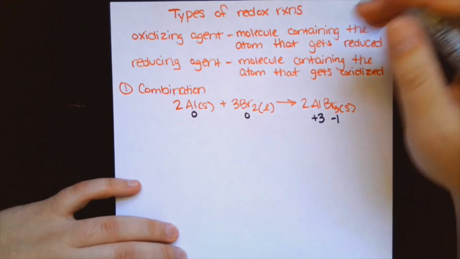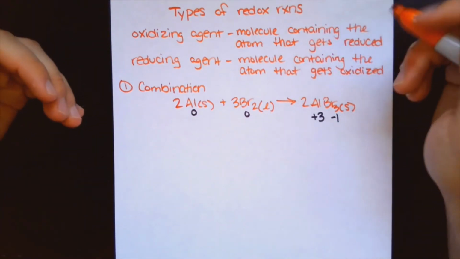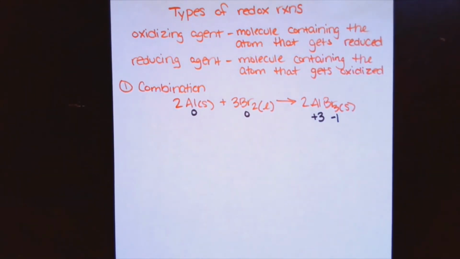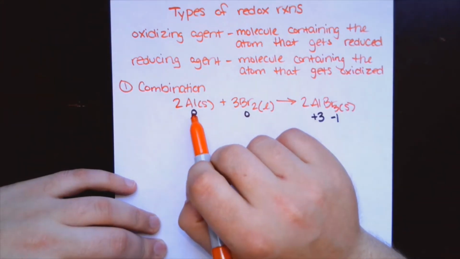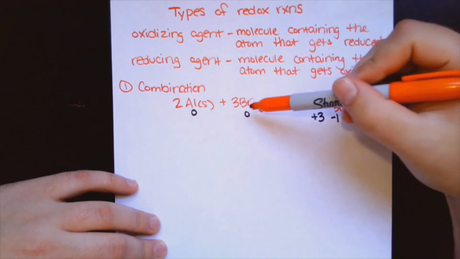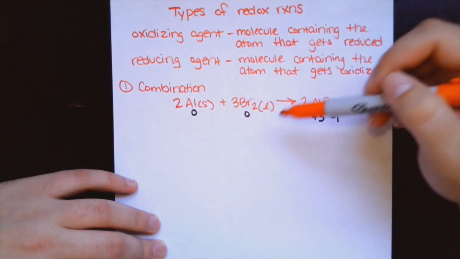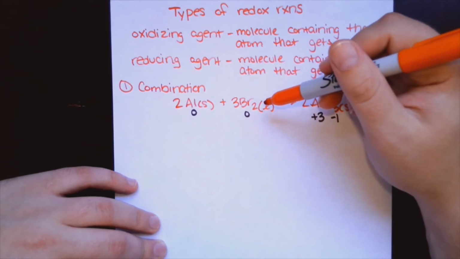Aluminum is going up in its oxidation number. So if it's going up, that means it lost electrons, right? Because if you lose electrons, you're losing negatively charged particles, you get more positive. So that means that aluminum oxidized. So this solid aluminum oxidized, and if it oxidized, that also means that it is the reducing agent. Bromine went down and went from 0 to -1. So bromine reduced because it gained electrons. So Br2 reduced, and that also means it's the oxidizing agent.